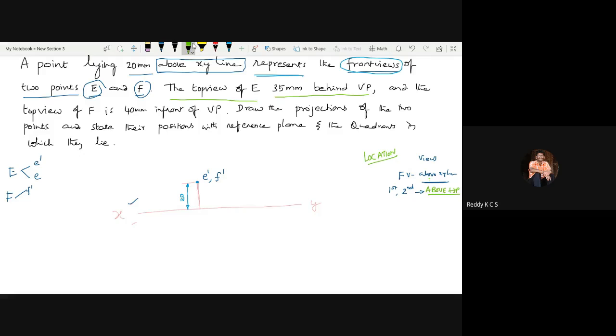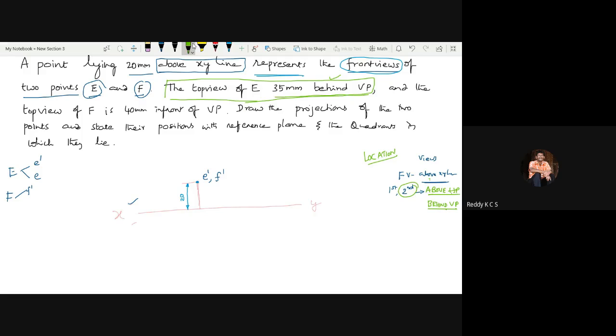So now see, for example, here the second statement says the top view of E is 35 behind VP. So here he is giving the location of the point, not the view, but he has mentioned the top view. Top view is 35 behind VP. So when I say behind VP, the location of the point and the view distance is given. So location above HP and behind VP is nothing but second quadrant. So that has to come into your mind.